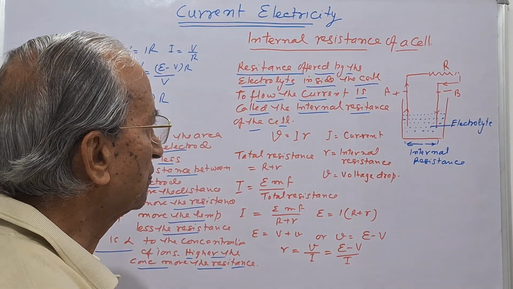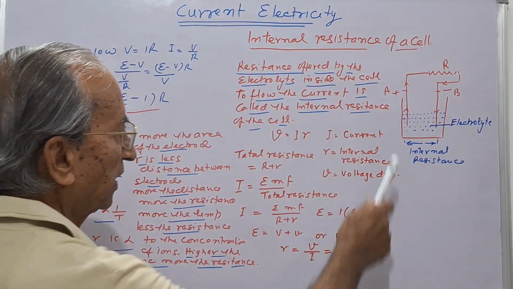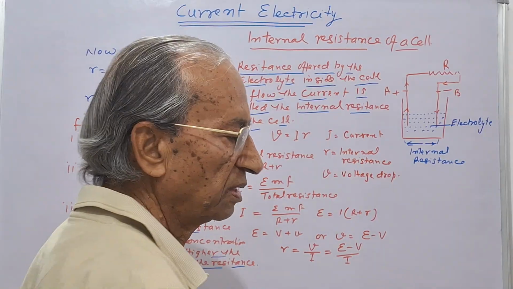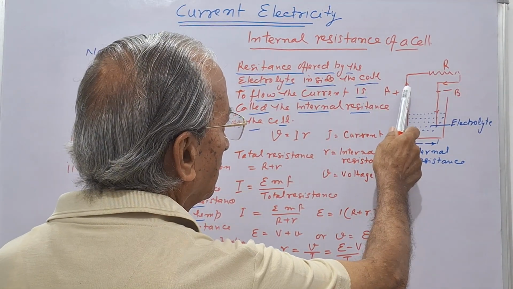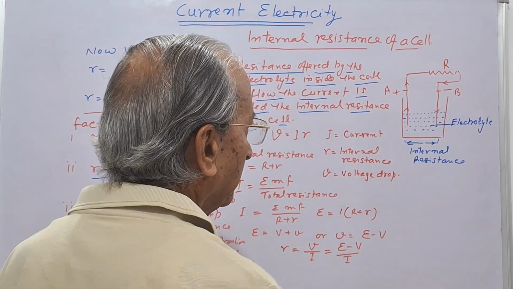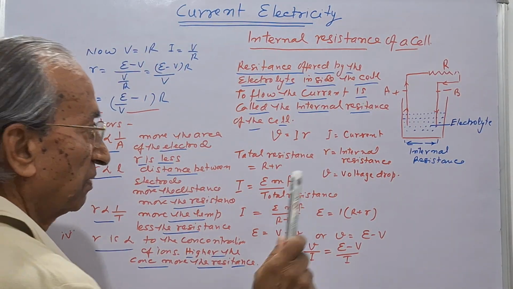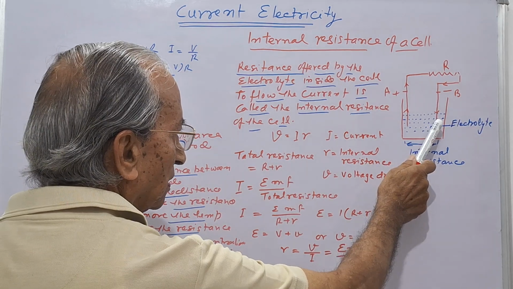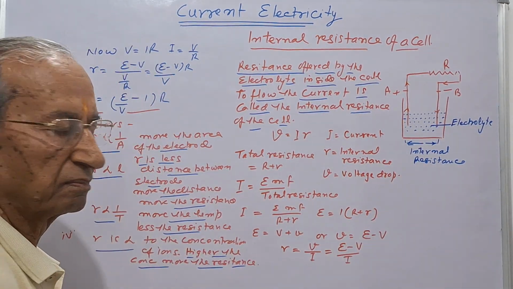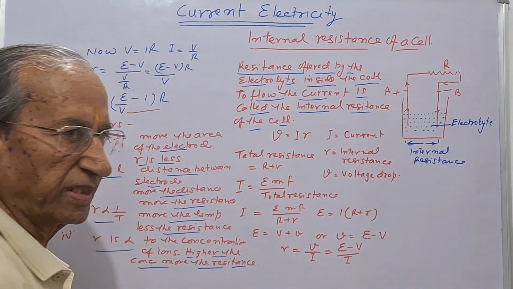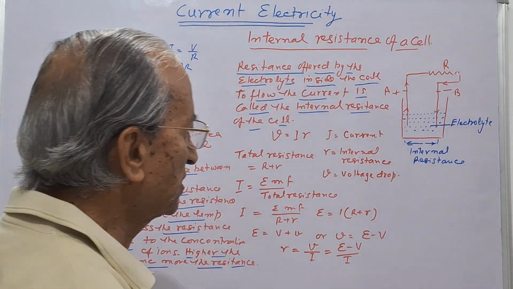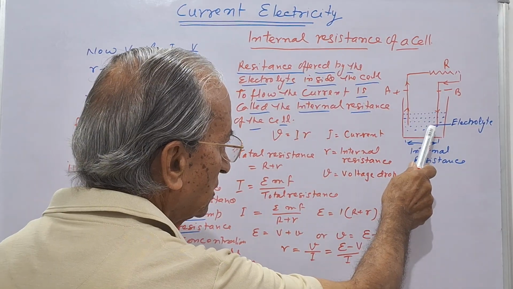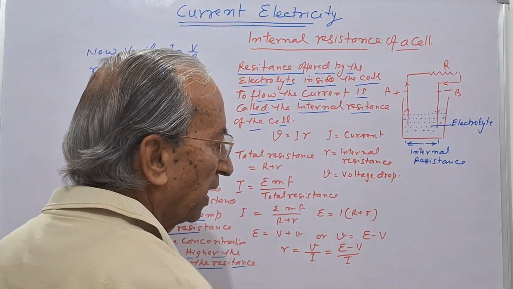Now here, one thing is very important: in the outer circuit, current flows, that is the electrons flow from the positive end to the negative end. But in the case of the cell, that is the electrolyte, current flows by the movement of ions. The electrolyte dissociates to form ions. So in the cell, current flows in the electrolyte by the movement of the ions.